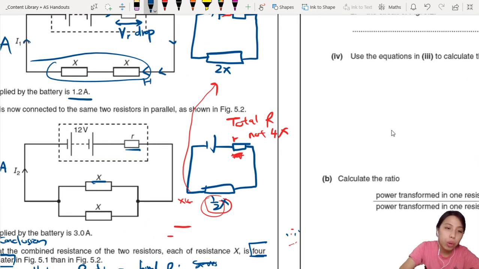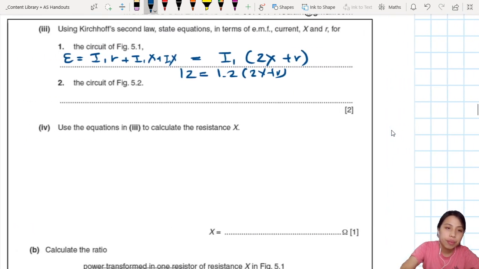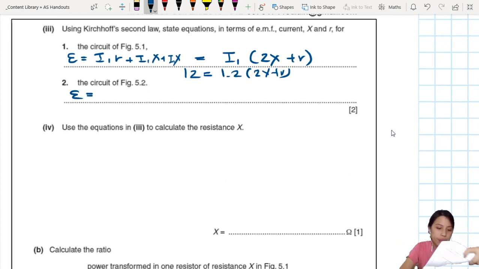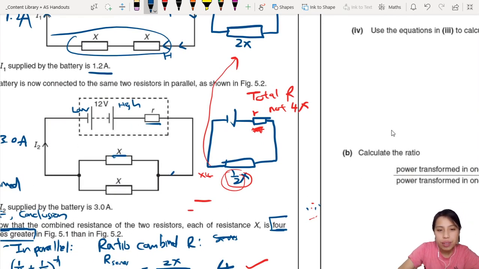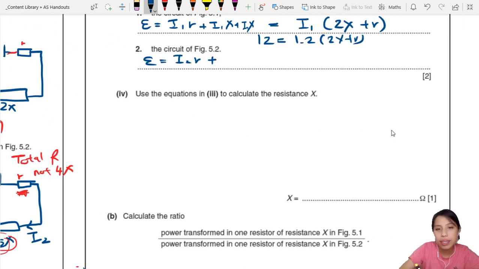Then you do the same for circuit figure 5.2. So you start out with the EMF, you go up. This is low potential, high potential. So write your EMF. EMF is, look at the circuit here, the drop across the first one, which is your internal resistance, plus, this part is interesting. Here I2 is already combined, so no need to split. You just have I2 times half X. Or X over 2.